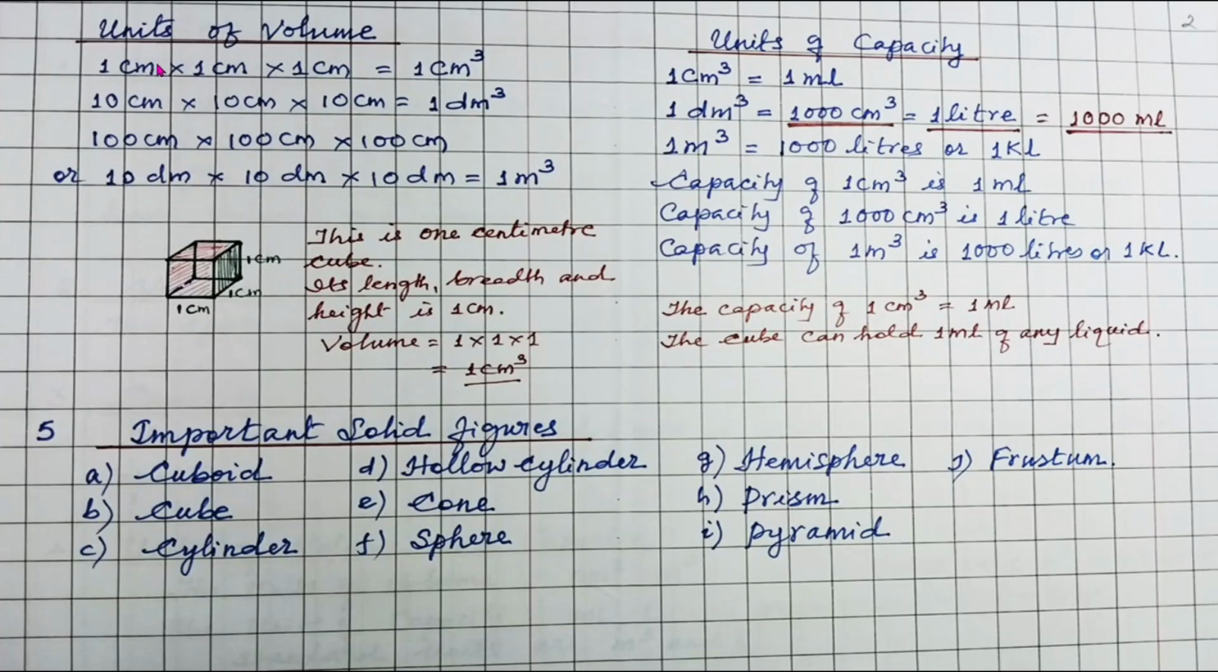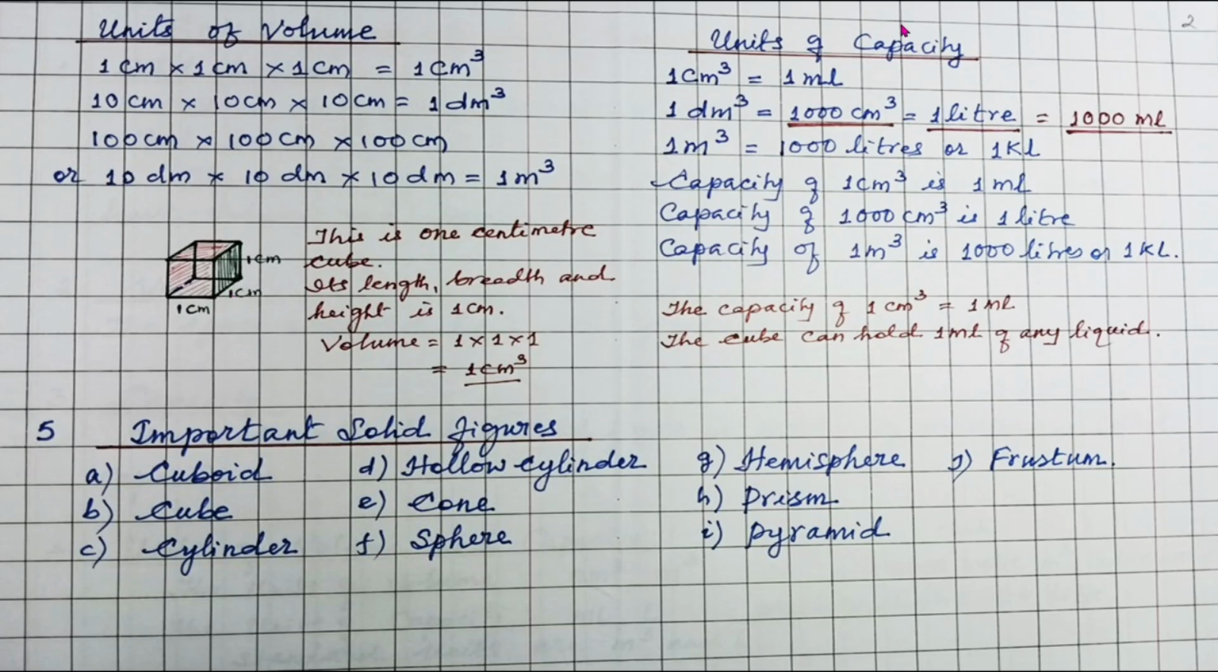Now this is the chart of units of volume. Now we know 1 centimeter cube. That means if you take a cube of dimensions each of 1 centimeter, length, breadth and height is 1 centimeter. So the volume of 1 centimeter cube is 1 centimeter cube. If it is a 10 centimeter dimension cube, then the volume is 1 decimeter cube. If it is a 100 centimeter dimension cube, then the volume is 1 meter cube. So please remember that.